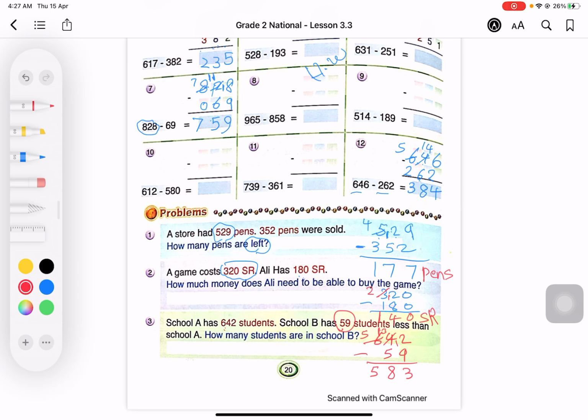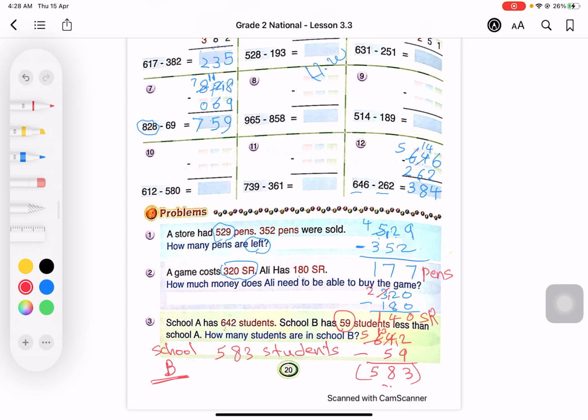So the difference between the two schools is 583 students. So school B has fewer students. They said it's less 59. When I subtract 59 from this number, this number is school A, and this is school B. This is the students in school B. You are going to subtract and the answer is 583.